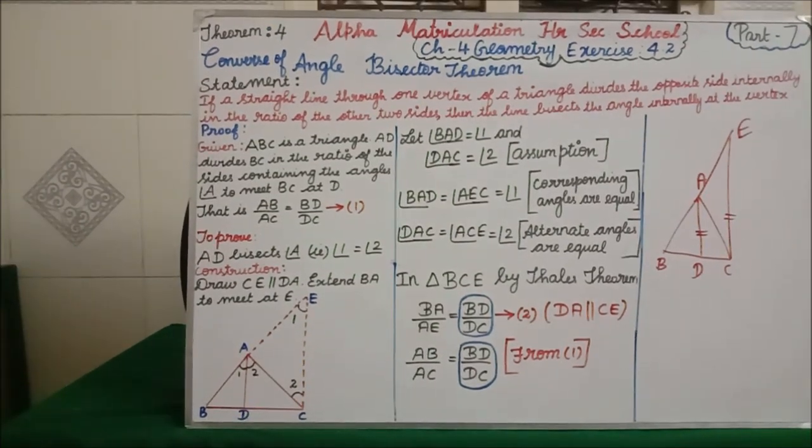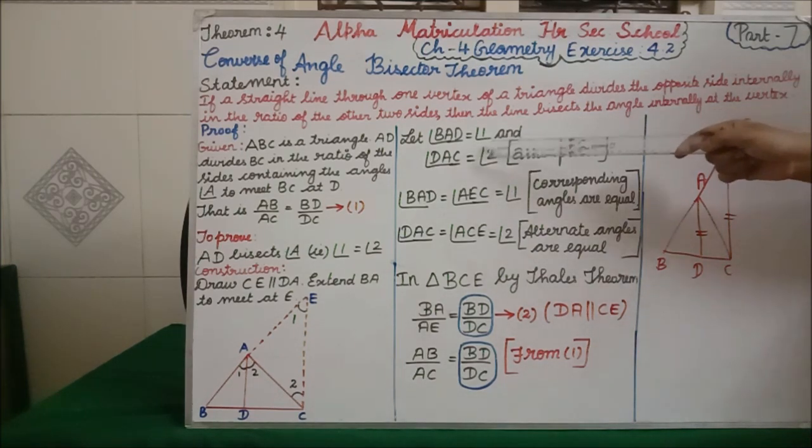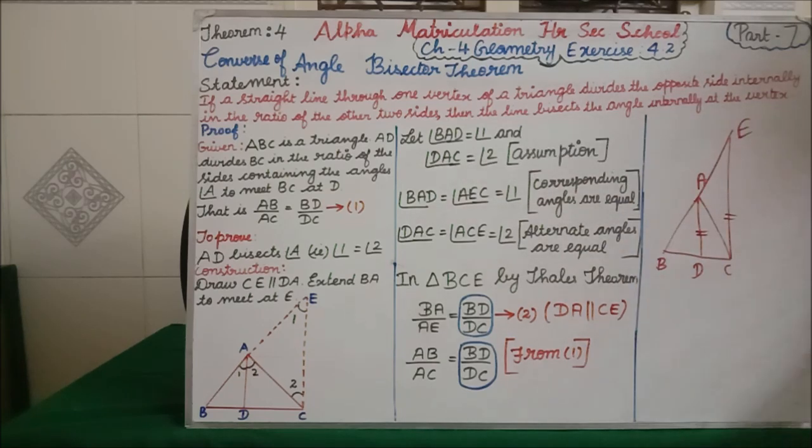What we have written: let angle BAD equal 1 and DAC equal 2. We are taking this angle BAD as angle 1, then DAC, this part, we are taking as angle 2. Now we are taking this as angle 1 and this as angle 2 for our assumption.